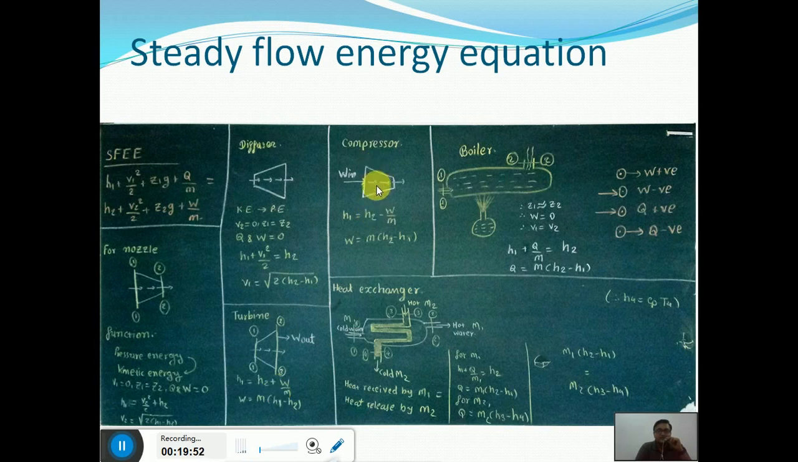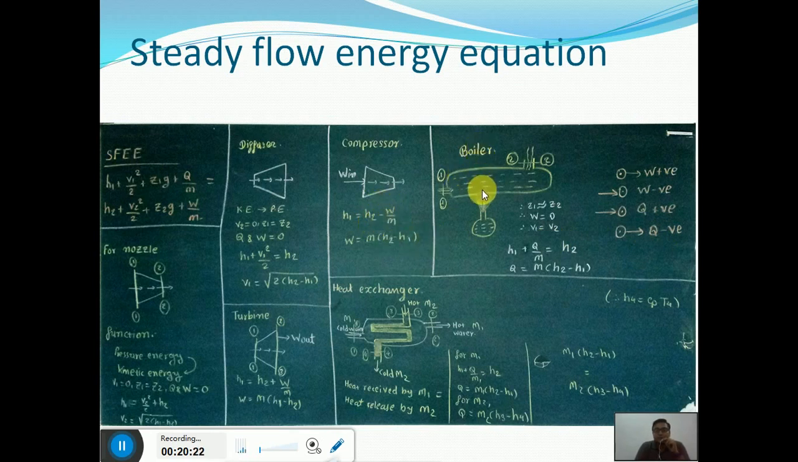In case of compressor, compressor is a work consuming device. That's why W will become minus. For a work producing device, W will become positive. If the system is producing work, it is positive work. If the system requires work, it is negative work. If heat is added into the system, it is positive heat. If heat is rejected from the system, then it is called negative heat. So over here W is taken as minus.